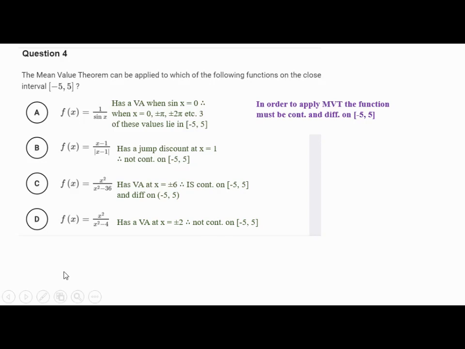And the last one has vertical asymptotes at ±2. Therefore, it's not continuous on this interval. So the answer would be C.